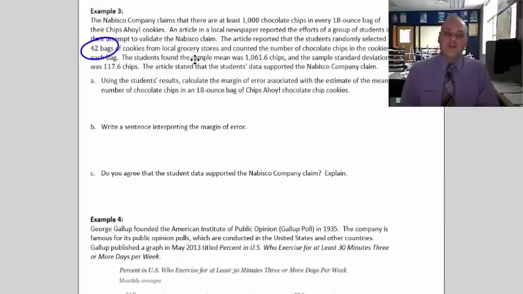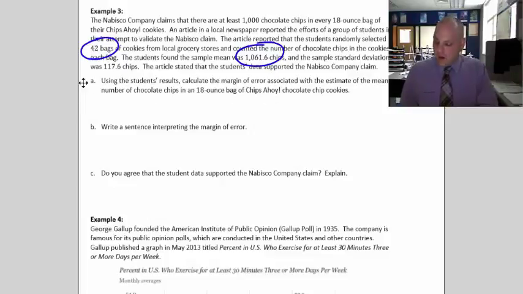Wow. So the students found the sample mean was 1,061.6 chips. So that's the average of their sample, 42 bags, right? Some bags had this, some had that, they averaged them all out, and the average came out to be 1,061.6 chips. And the sample standard deviation was 117.6 chips. Okay? So the article stated the students' data supports the Nabisco Company claim.